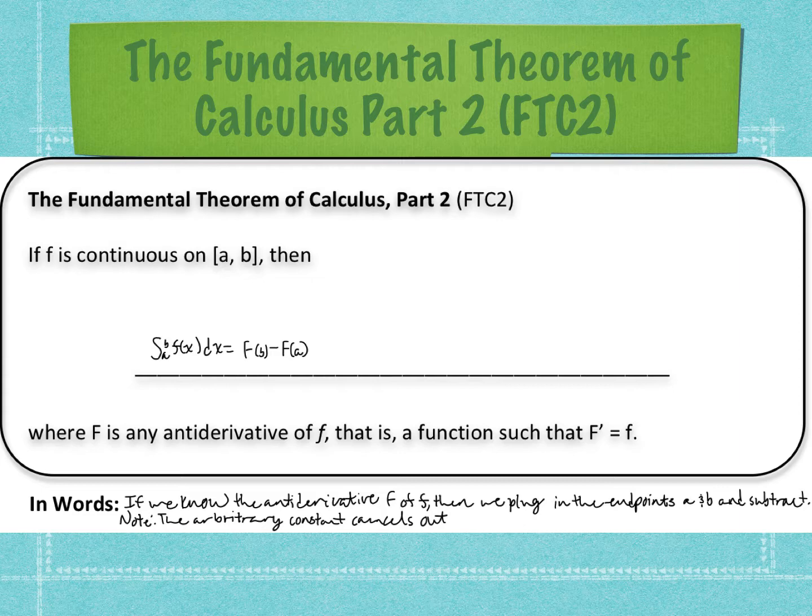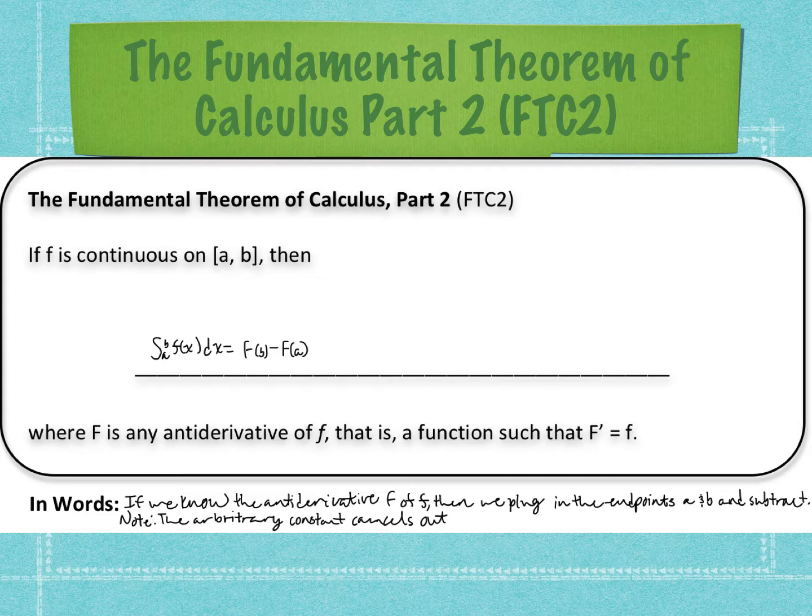So here's the Fundamental Theorem of Calculus part 2, or FTC2. In this theorem, if f is continuous on the interval from a to b, then the integral from a to b of f of x dx equals F of b minus F of a, where F is any antiderivative of f, that is, a function such that F prime equals f. As we can see with this, if you write it out, the constant cancels out in a general antiderivative, hence why we don't need it when we calculate the evaluation of the integral.